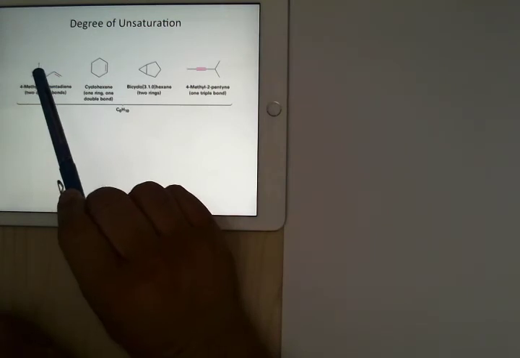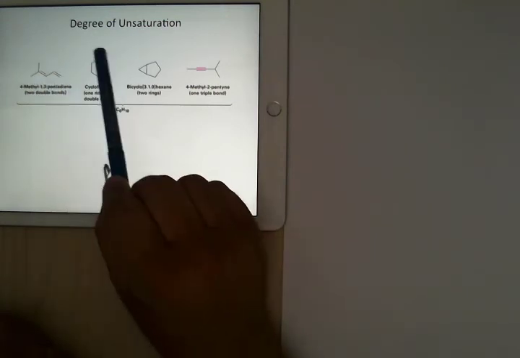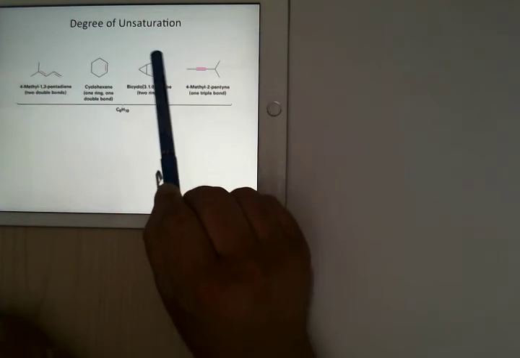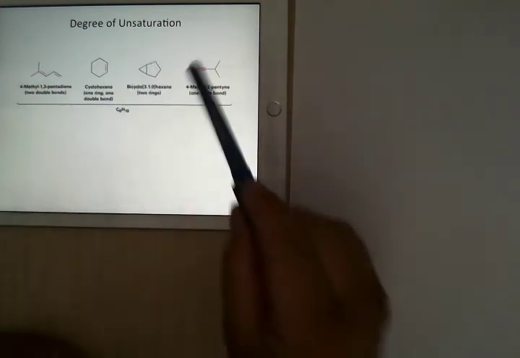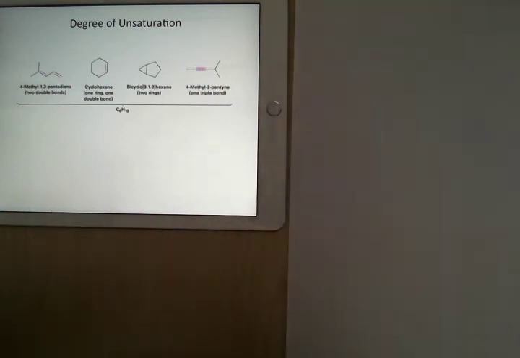So you can either have 2 pi bonds, here and here. You can have a ring and a pi bond. 2 rings, or again 2 pi bonds, but they could be on the same carbons. So we know how many rings and pi bonds, and this is going to be important later on when we're talking about structures and stuff like that.